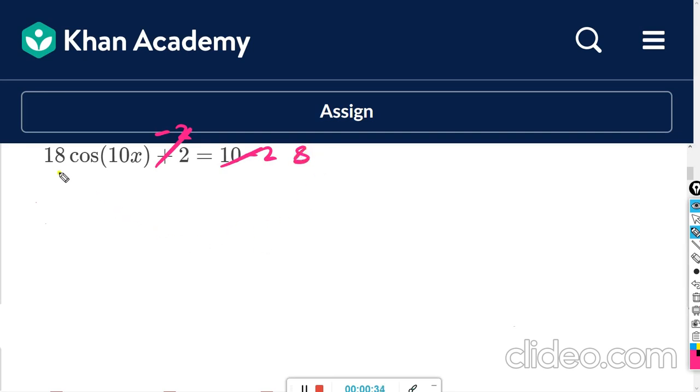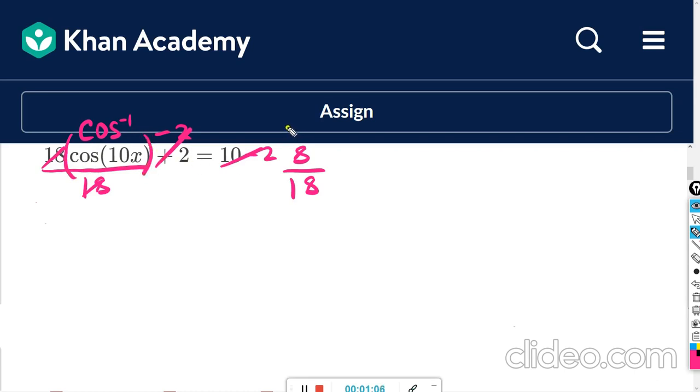All right, and here we have 18 times cosine. The opposite of times is divided by. So we're going to divide both sides by 18. And 18 over 18 cancels. So we're looking to isolate the angle in order to solve for x. So to get rid of cosine, we're going to do inverse cosine of this whole thing.